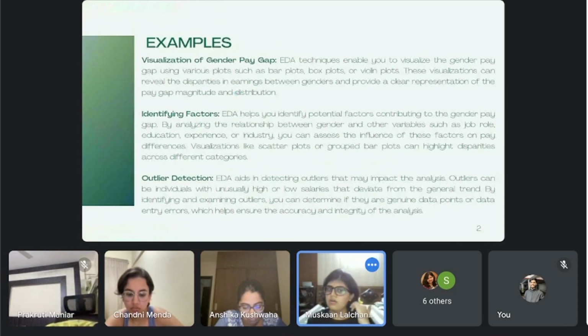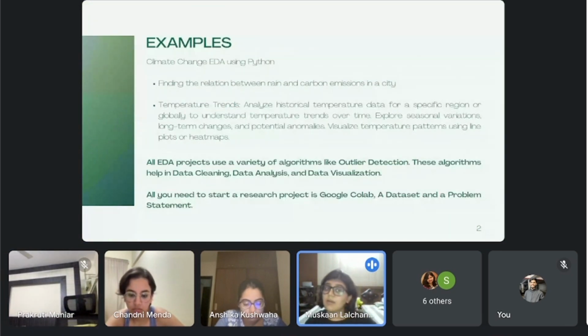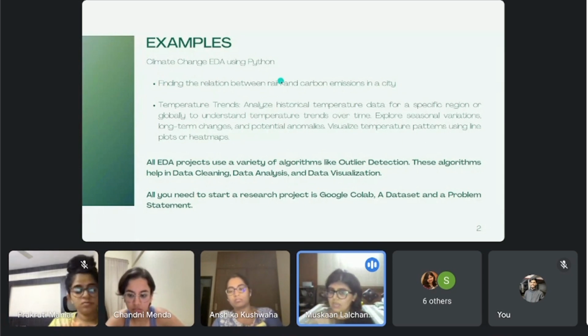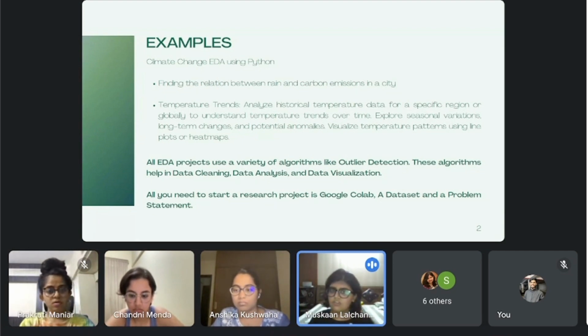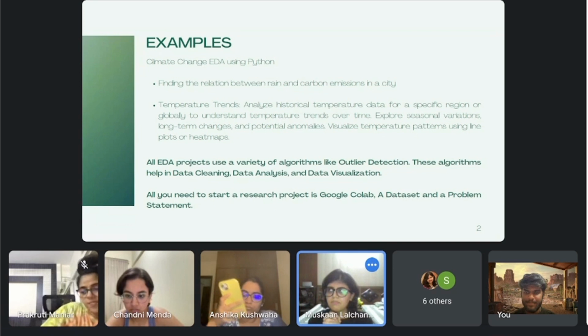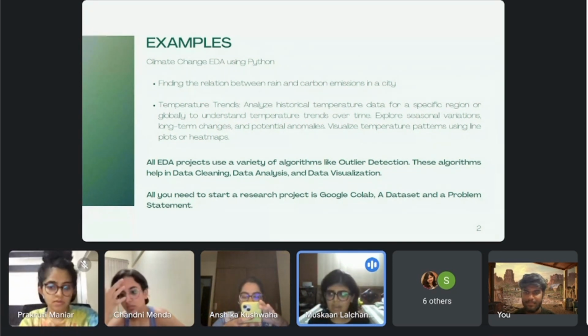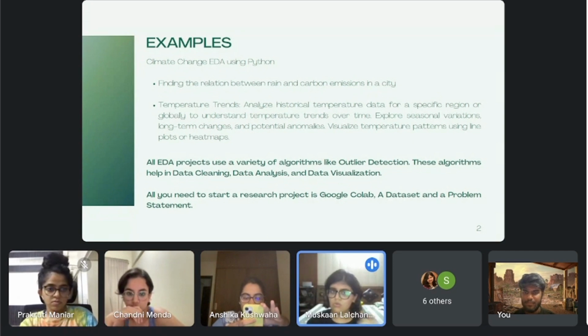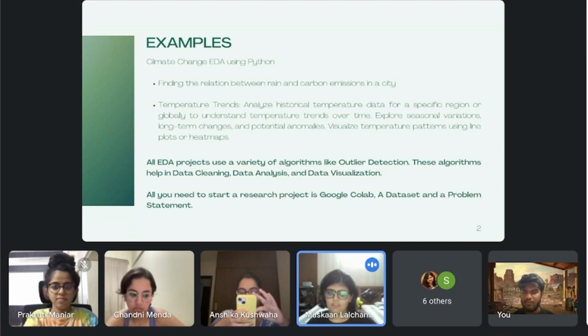It will help you in exploratory data analysis, finding the gender pay gap. Or, for example, if you want to find the relation between the rain and carbon emissions in a city, if you are doing research on climate change, and you need to make graphs and you need statistics for that, so Python works best. In it you can find temperature trends, you can find the relation between carbon emissions and rain. You don't need to do the mathematics, all you need is Python, and you don't need the basics of Python for that, because we have YouTube, we have Google, we have ChatGPT.